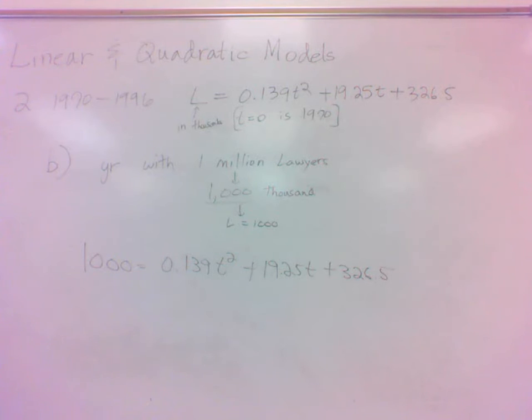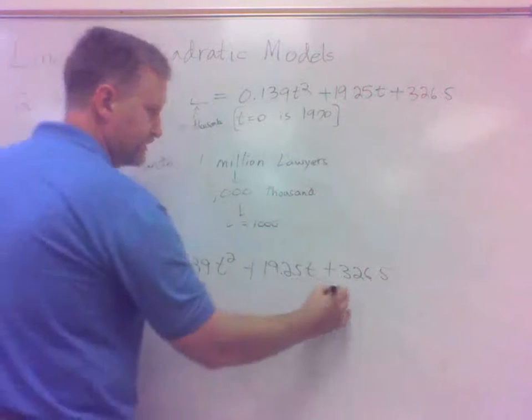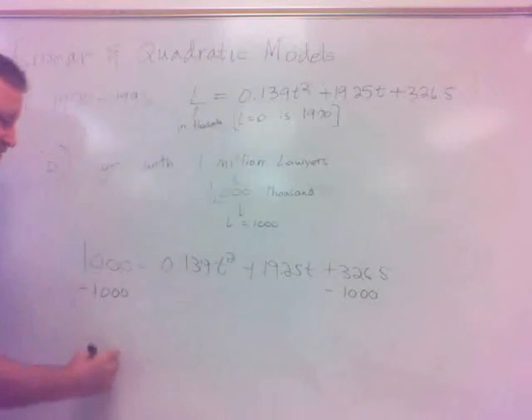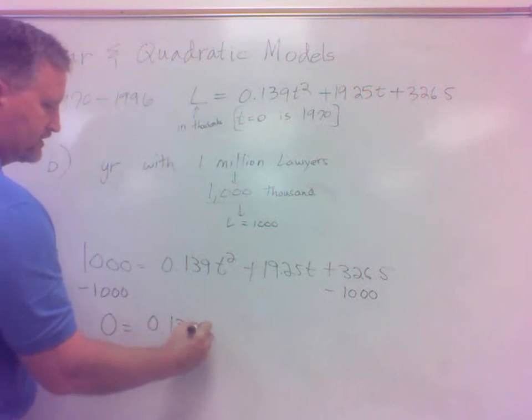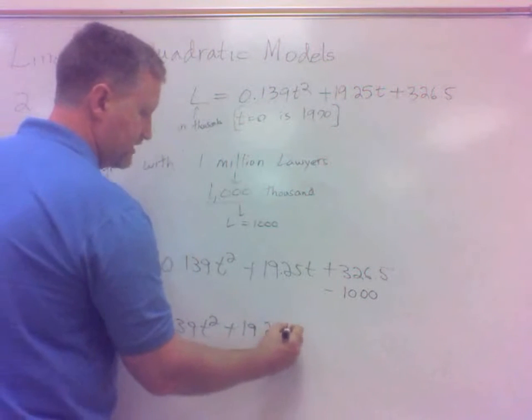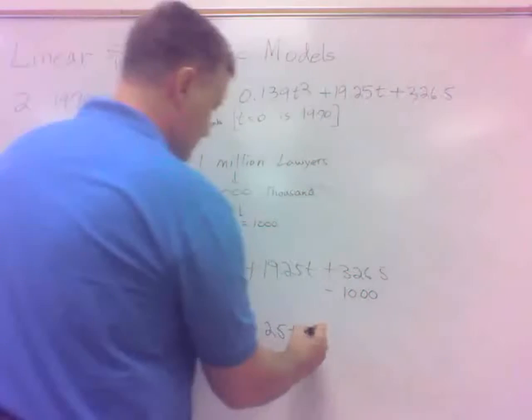Okay, well, since I've got all these nice decimals, this factoring is not good. Square root method, no good. This is going to be quadratic formula. So I'm going to use the quadratic formula to get these answers directly. And to use the quadratic formula, I need one side 0. I don't have that, so subtract the 1,000 from both sides, and it'll go nicely with the 326.5. So 0 on the left equals 0.139 t squared plus 19.25 t plus 326.5 minus 1,000, which gives me about negative 673.5.